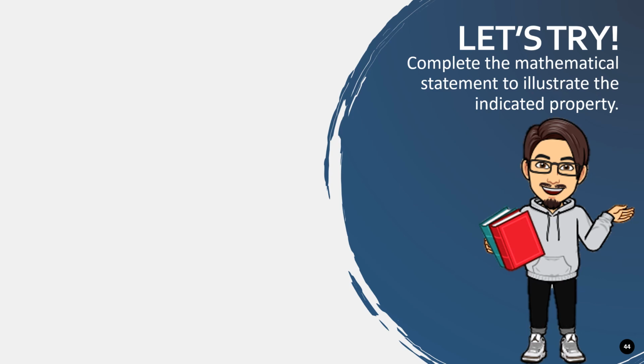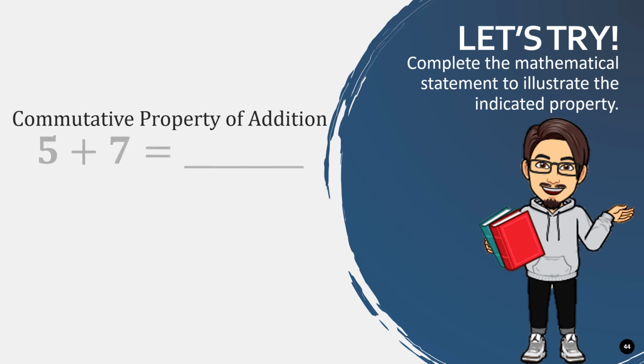Let us have another exercise. For this activity, you have to complete the mathematical statement to illustrate the indicated property. Handa ka na ba? Okay, gawin na natin. Number 1. Commutative property of addition. Ano ang ilalagay mo dun sa blank? Tama. The answer is 7 plus 5. Galing-galing mo.